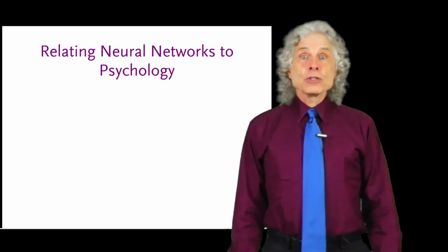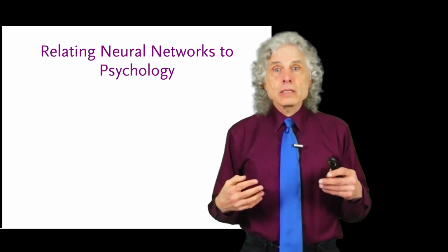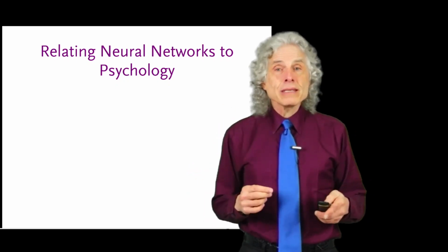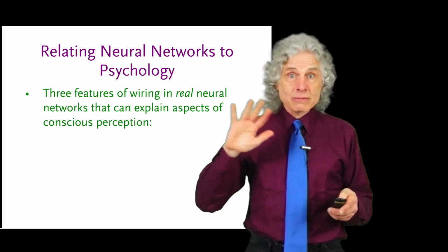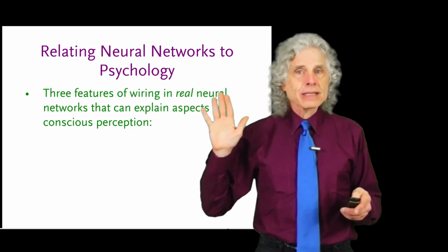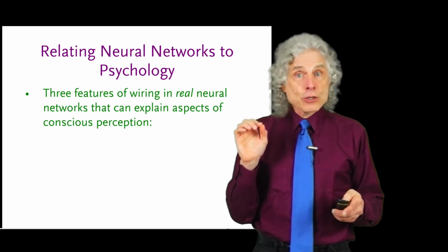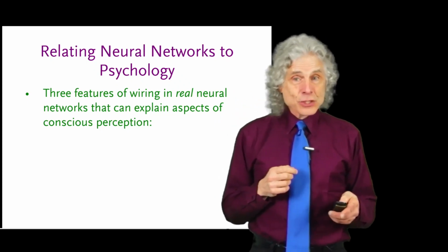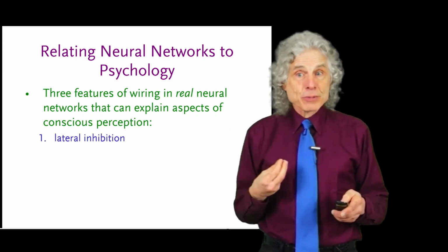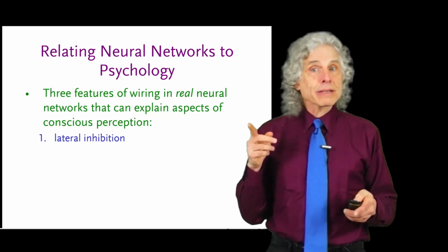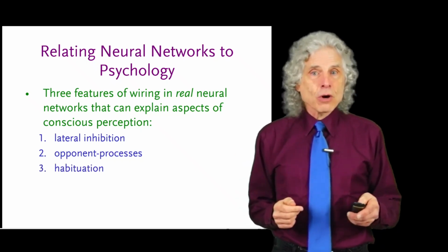Okay, so what does all of this have to do with our psychology? How can we use what we have just learned about neurons and neural networks to explain mental life? That's what the last part of the lecture will be. I'm going to give you three features of wiring in real neural networks. Forget the AI, forget the deep learning, forget the simplified diagrams in your textbooks. But things that we know from neurophysiology are true of actual neural networks in brains that can explain our subjective experience of particular perceptual patterns. And just to preview, they are called lateral inhibition, opponent process circuitry, and habituation. Let me go over each one in turn.